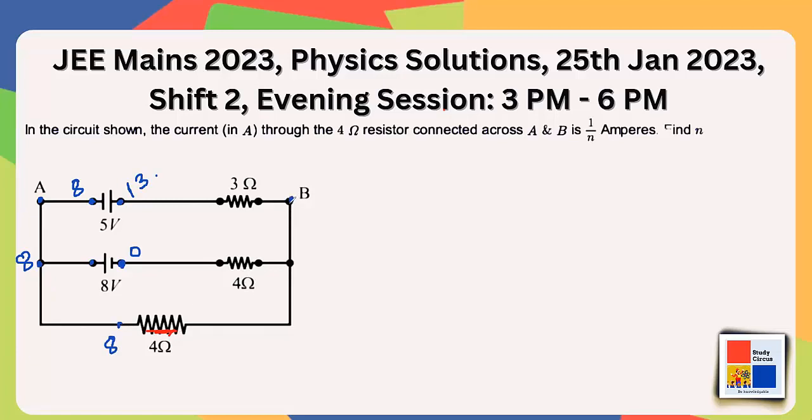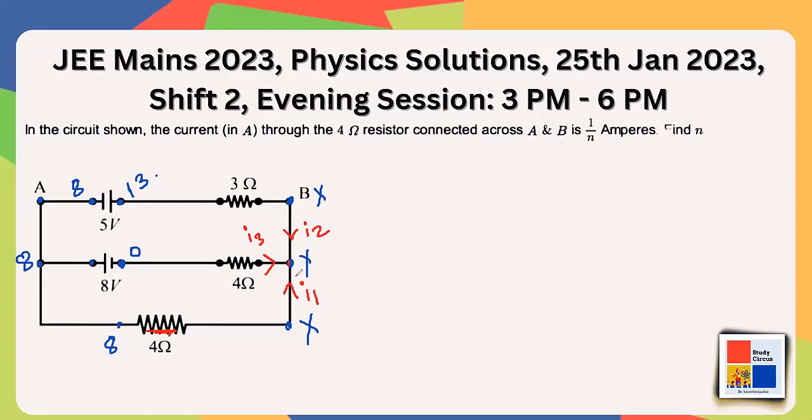Let's say this point here is at potential x. So this point is also at x. I'll try to apply the junction law for this point. Let's assume the current coming from this branch is I1, from this branch is I2, and from this branch is I3. Not necessarily are those the directions of the current, but that is what I assume the currents to be.